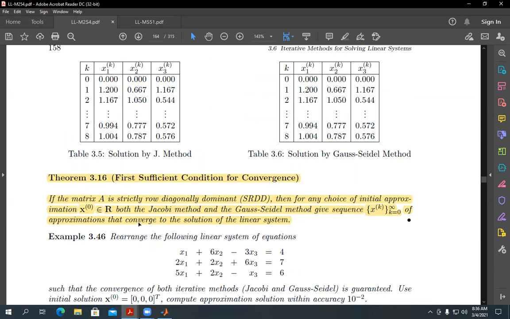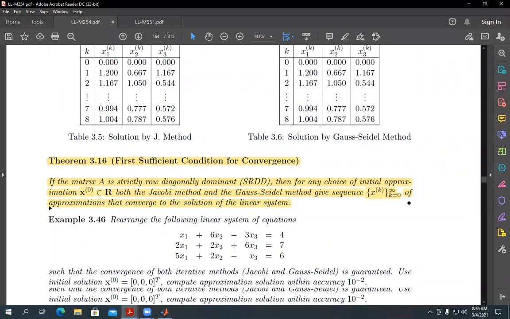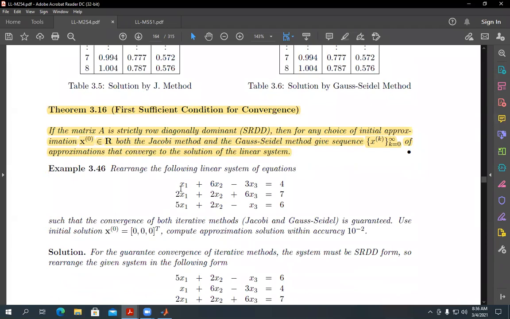For STD, you don't have to do anything. You only look at the system and you can see it is STD. I don't know, you forgot; last time I gave you the idea of STD. STD means the diagonal element in each respective row must be bigger, in absolute sense, than the sum of the other elements of that row. Can you tell me if this is STD or not?